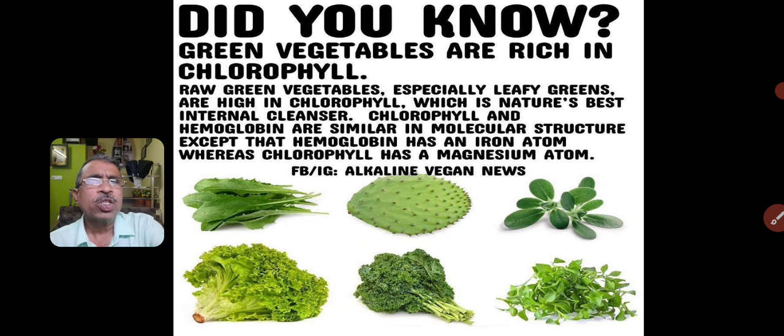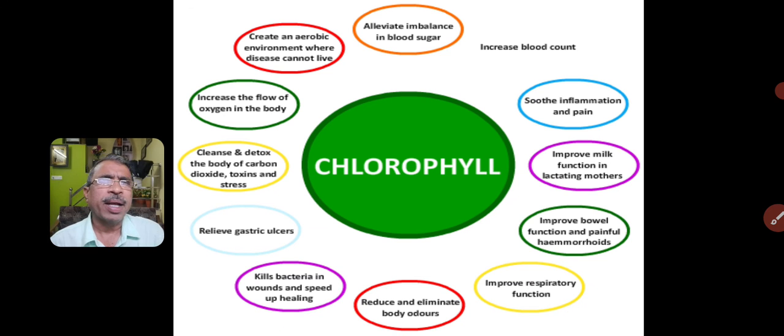So, the green vegetables are rich in chlorophyll. These are the various vegetables that show the content of the chlorophylls, which contain basically magnesium. The chlorophyll increases the blood count. It soothes inflammation and pain. It improves milk function in lactating mothers. It improves bowel functions and painful hemorrhoids. It improves respiratory function.